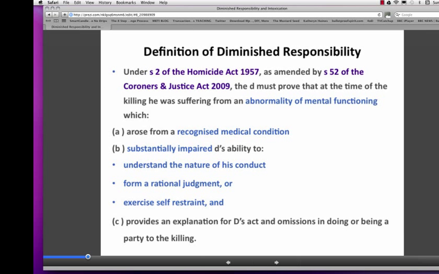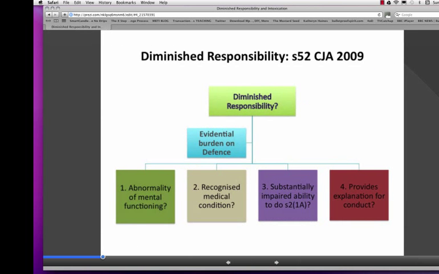This will have substantially impaired the defendant's ability to do one of 3 things. They either do not understand the nature of their conduct, are unable to form a rational judgment, or exercise self-restraint. And then finally, all of that provides an explanation for the defendant's acts and omissions in doing or being party to the killing.